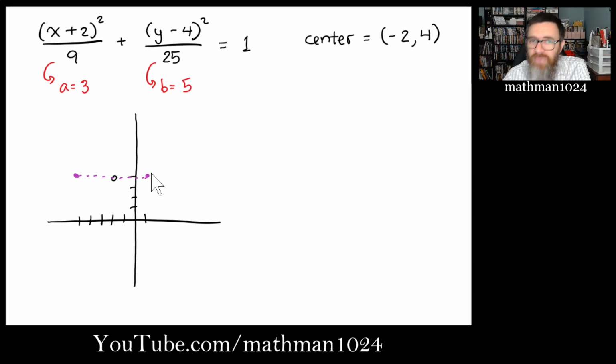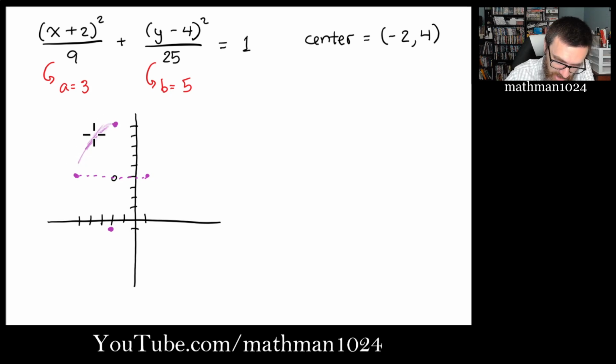Now, why is it minor? Well, because the value that's underneath the y is larger, which makes that the major axis, which means we'd be going up and down 5 units. So from here, 1, 2, 3, 4, 5. There we go. And going down 5, so 1, 2, 3, 4, 5. Now, if you have graphing paper, it'll make this a whole lot easier to see.